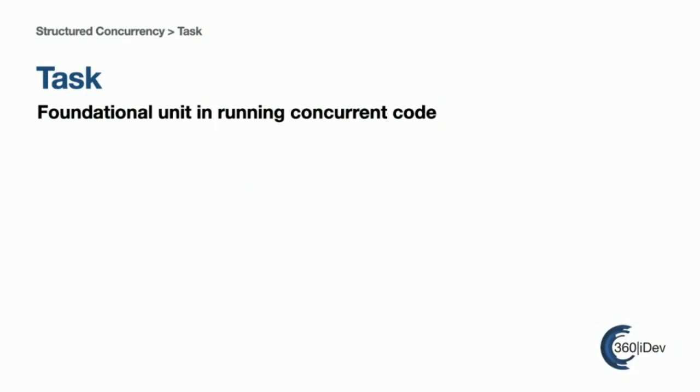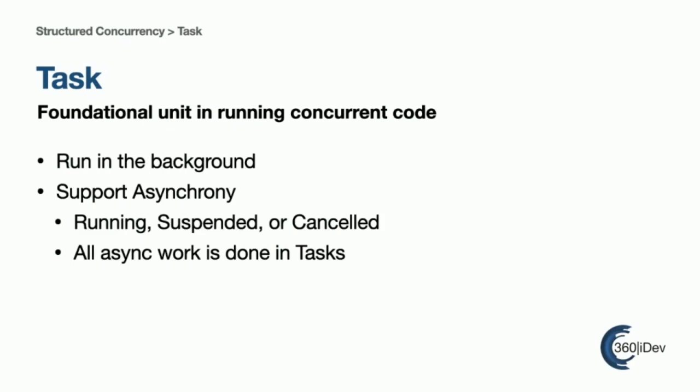So this parallel and asynchronous code is all made possible via this new foundational unit called a task. A task can be thought of as a logical thread of execution. And it's very important, it's a logical thread. It's separate from an OS thread. These tasks always run in the background, and like I said, they support asynchrony. They can be running, suspended, or canceled. And in fact, all the async work that we've done in the previous examples has all happened within a task.